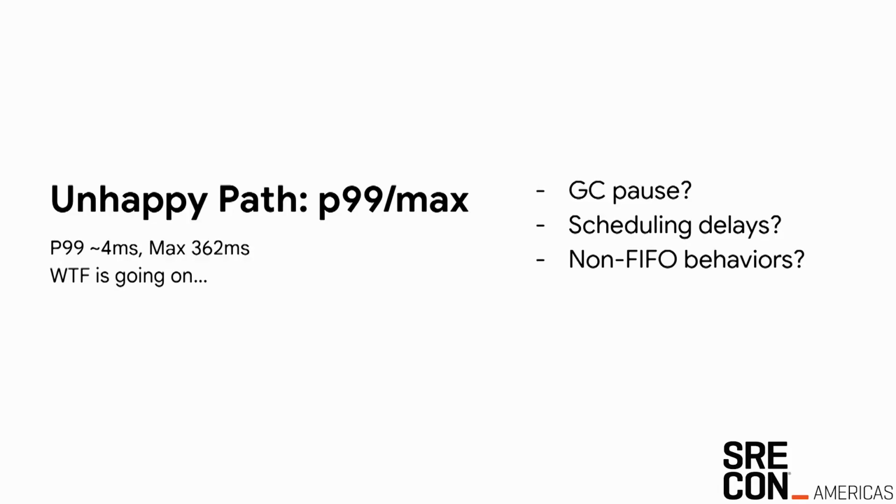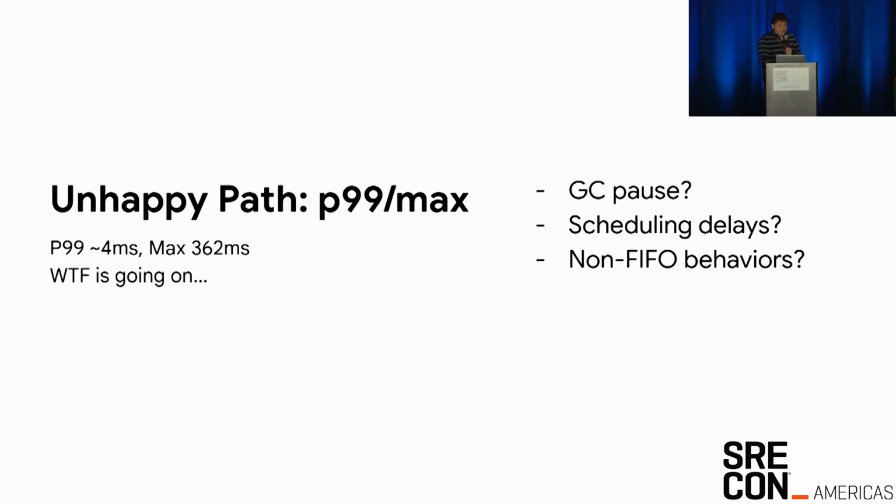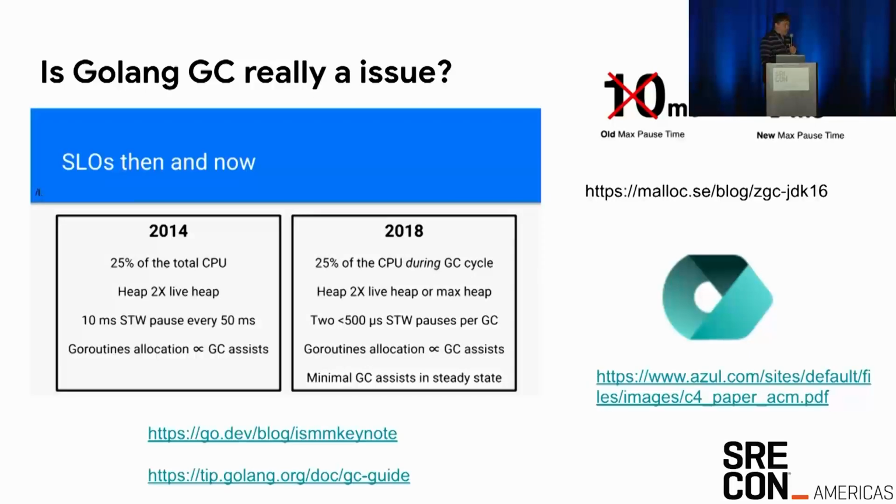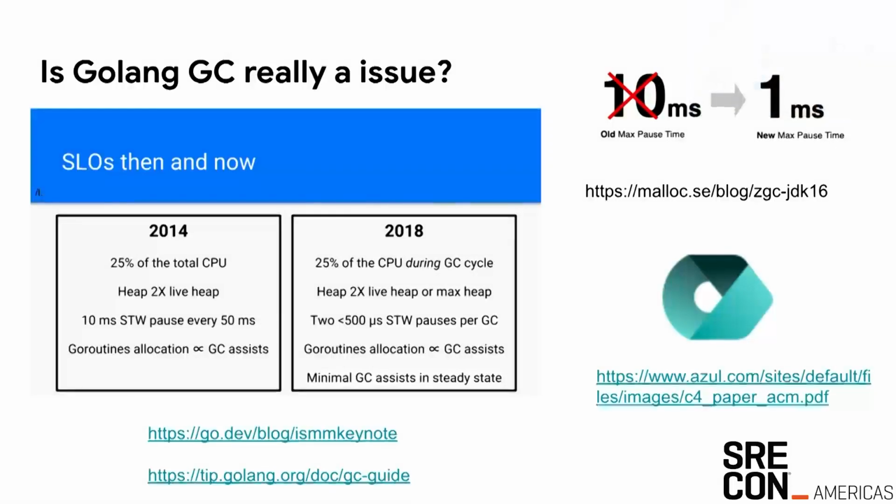Okay, so unhappy path. Unhappy path is P99 and max, right? So we had an issue where P99 is way off in the millisecond range, and even the max is like 300 milliseconds. What's going on, right? So this is where you start to look into scheduling delays, non-FIFO behavior of your system, and initially I thought it was GC. I was like, maybe they use the prime Java JVM, it's so awesome that it doesn't have GC issues, and Golang has GC issues.